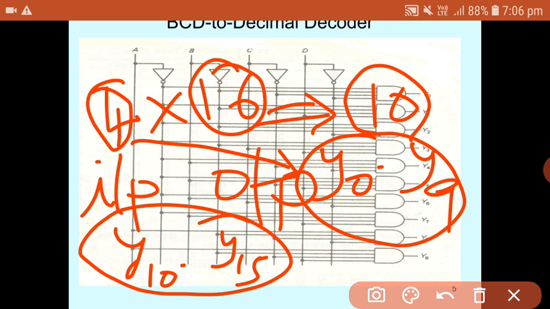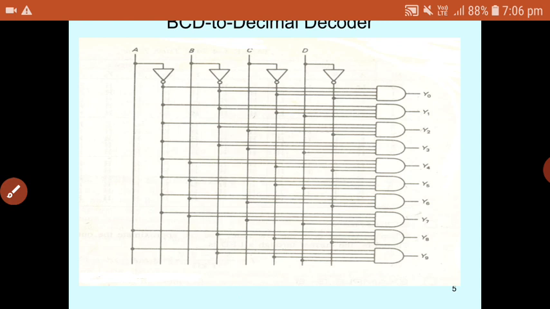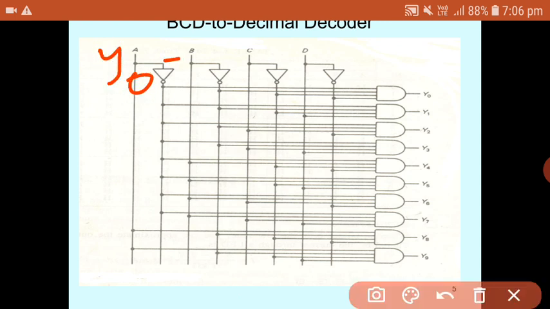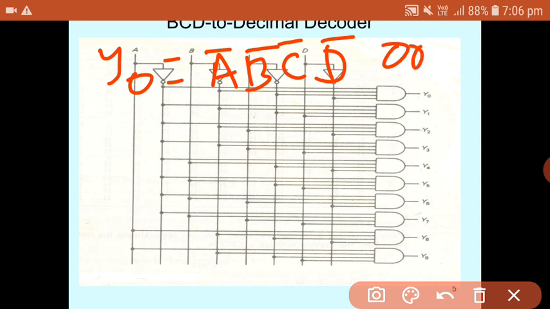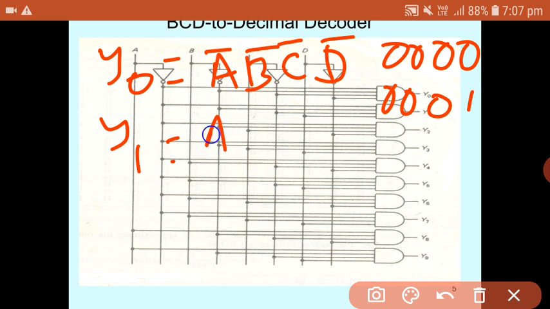Okay, so if you observe the operation, what will be the expression for y0? Let us say A, B, C, D are the inputs, then the output expression y0 will be A bar, B bar, C bar, D bar, that stands for 0, 0, 0, 0. For 0, 0, 0, 1, that means y1 is equal to A bar, B bar, C bar, D. So D becomes 1.